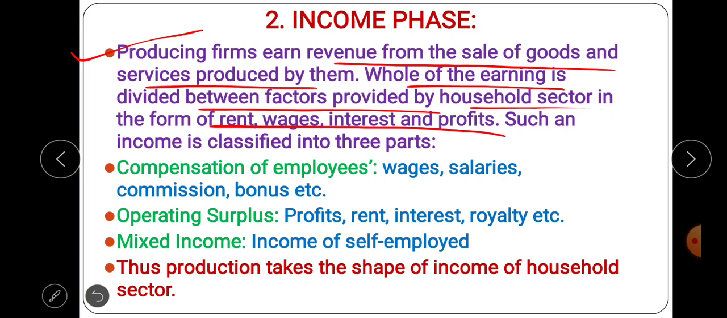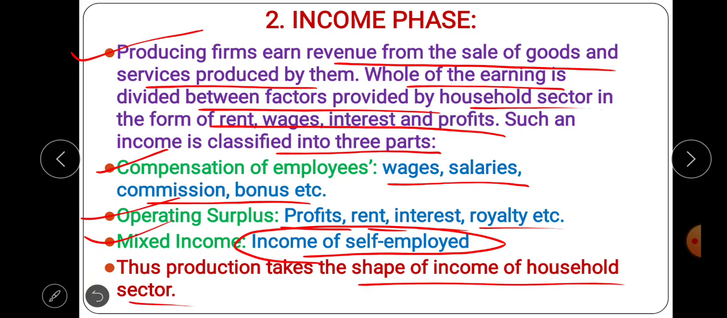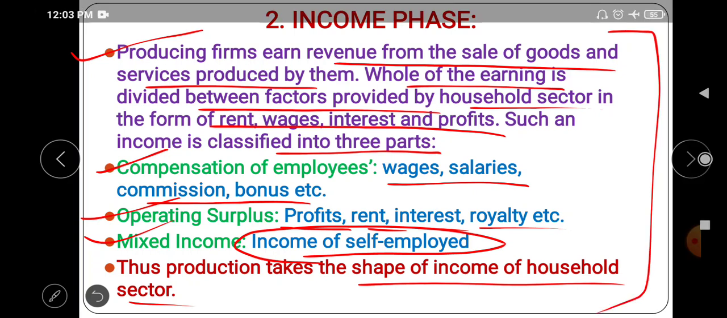And such an income is classified into three parts. First one is the compensation of employees, in which wages, salaries, commissions, and bonuses are included. Then the operating surplus, where profits, rents, interest and royalty are given. And the mixed income is the income of self-employed persons, and thus production takes the shape of income of household sectors. So, this is about the income phase.